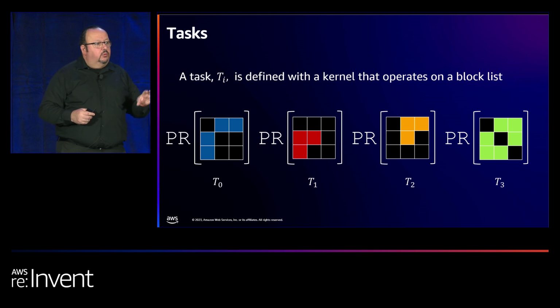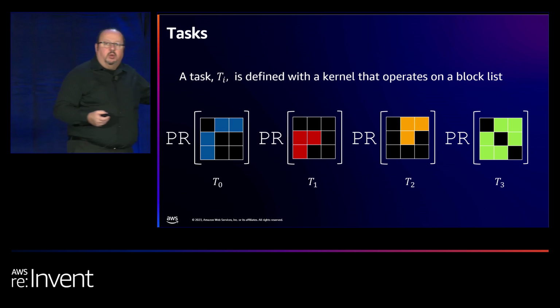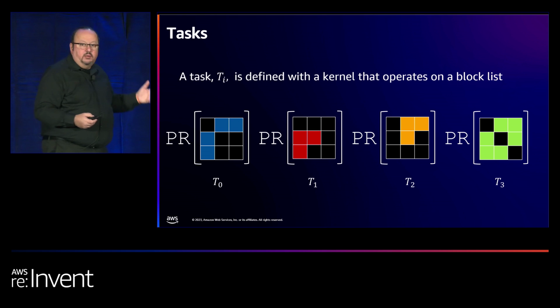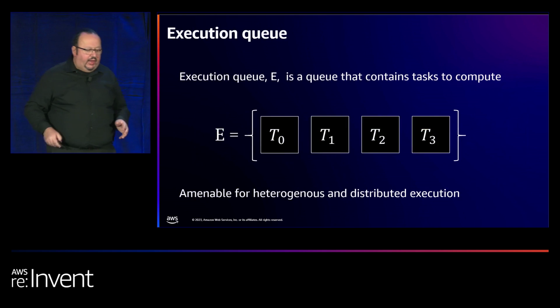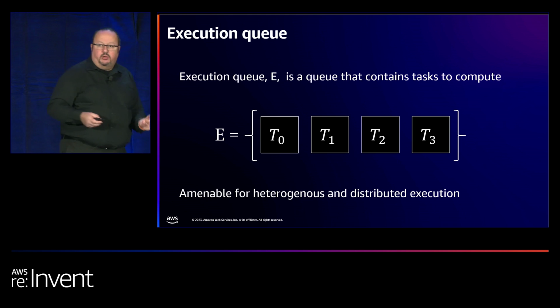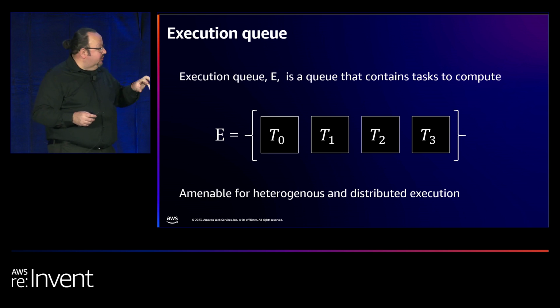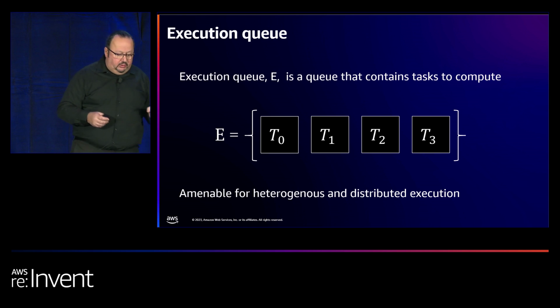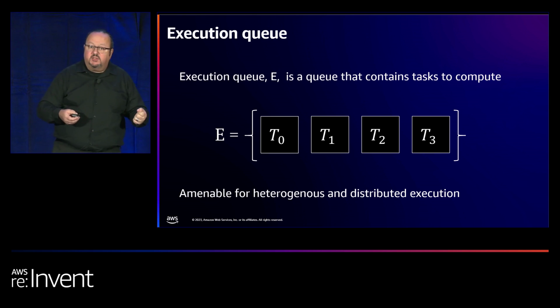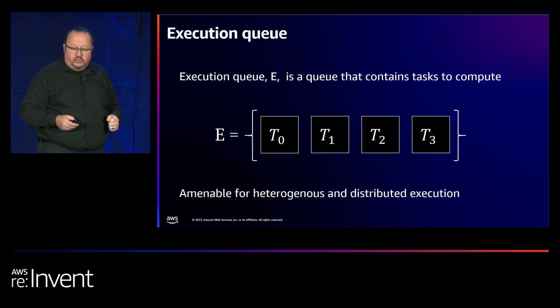From that, we have a kernel, we have the data, we define a task. A task is basically a kernel with a block list. So in our case, the PageRank was using single block, so we have 4 tasks here. Then we put those tasks into an execution queue. Then we can do parallel execution. The nice thing about this 2D execution model, 2D partitioning model, is that it's really amenable to run on heterogeneous systems and distributed execution as well.